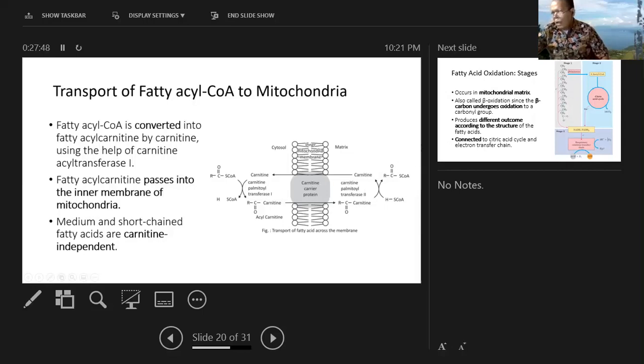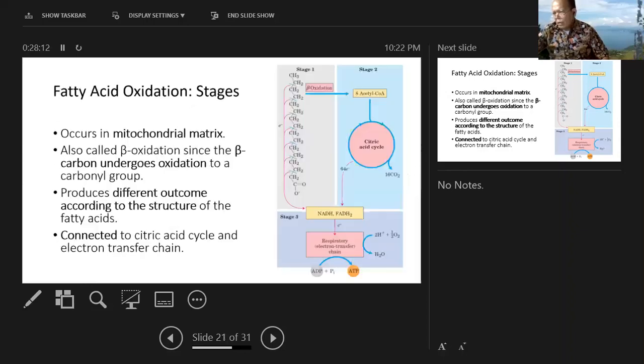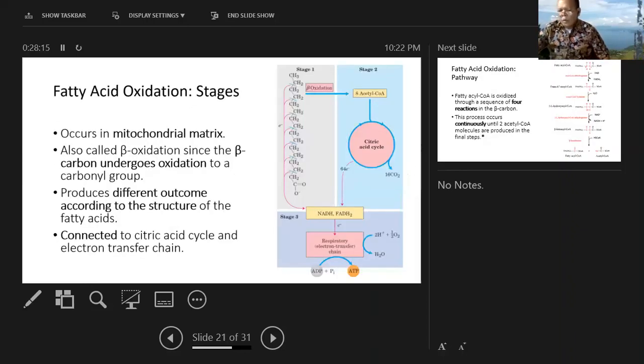This fatty acyl-CoA is converted into fatty acyl-carnitine by carnitine with the help of carnitine acyltransferase 1. Fatty acyl-carnitine passes into the inner membrane of mitochondria. The medium and short chain fatty acids are carnitine independent. Now let's move to the fatty acid oxidation stage.